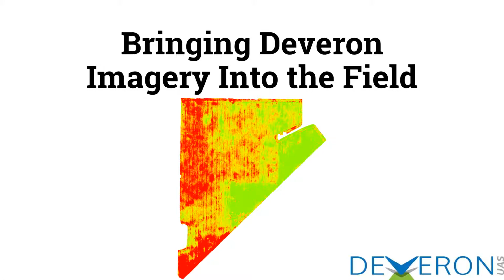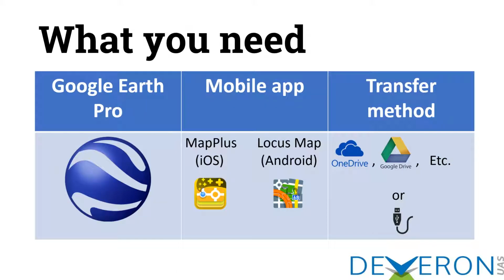This is a brief tutorial on bringing your Deveron imagery into the field using free software and apps. You will need Google Earth Pro, a mobile app that supports the importation of KMZ files, such as Map Plus for iOS, which is the one I'll cover in this tutorial, or Locus Map for Android. You will also need a transfer method, such as a cloud provider or a USB connection.